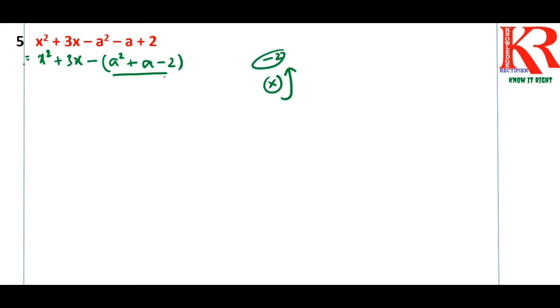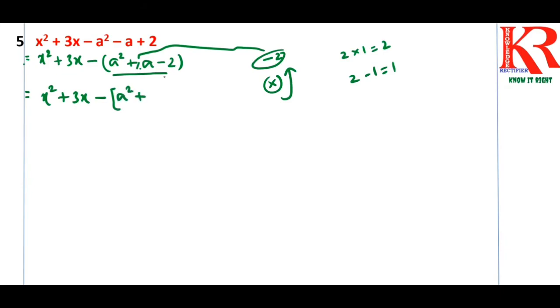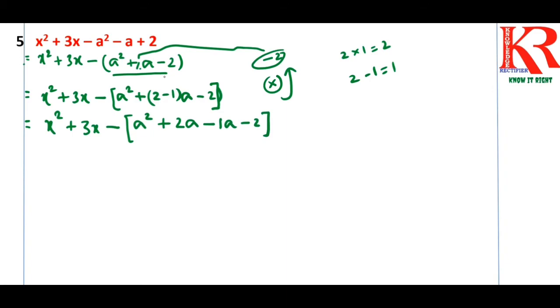So multiplying 2 and subtracting, how much you should get? 1, no? What are the numbers? 2 into 1. Okay, 2 minus 1 is 1. So first of all we will do that. Alright, this is a square plus, this will be 2 minus 1 a minus 2. Right, then this will be a square plus 2 into a minus 1 into a. 1a you can write, or simply a मात्रै लेख्दा पनि हुन्छ.